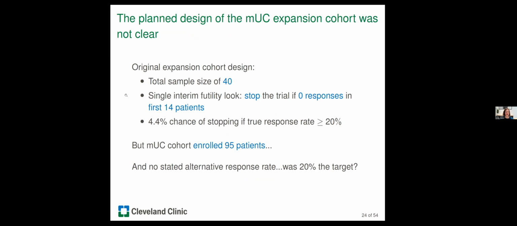But the original 3 expansion cohorts were planned to have a total sample size of 40, with a single interim futility look to stop the trial if there were 0 responses in the first 14 patients. And the protocol stated that this futility rule was associated with a 4.4% chance of stopping if the true response rate was greater than or equal to 20%. But the metastatic urothelial carcinoma cohort in practice enrolled 95 patients, not 40. So it's a little unclear what the actual design of this study was, or if there was a specific statistical design to this 95 patient dose expansion cohort.